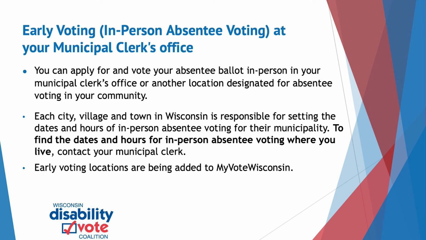Another option for voting is early voting, which is sometimes called in-person absentee voting. It may take place at your municipal clerk's office or another location. Each city, village, and town in Wisconsin is responsible for setting the dates and hours of in-person absentee voting for their municipality. To find the dates and hours for in-person absentee voting where you live, contact your municipal clerk. Early voting locations are also being added soon to the My Vote Wisconsin website, so stay tuned for that.